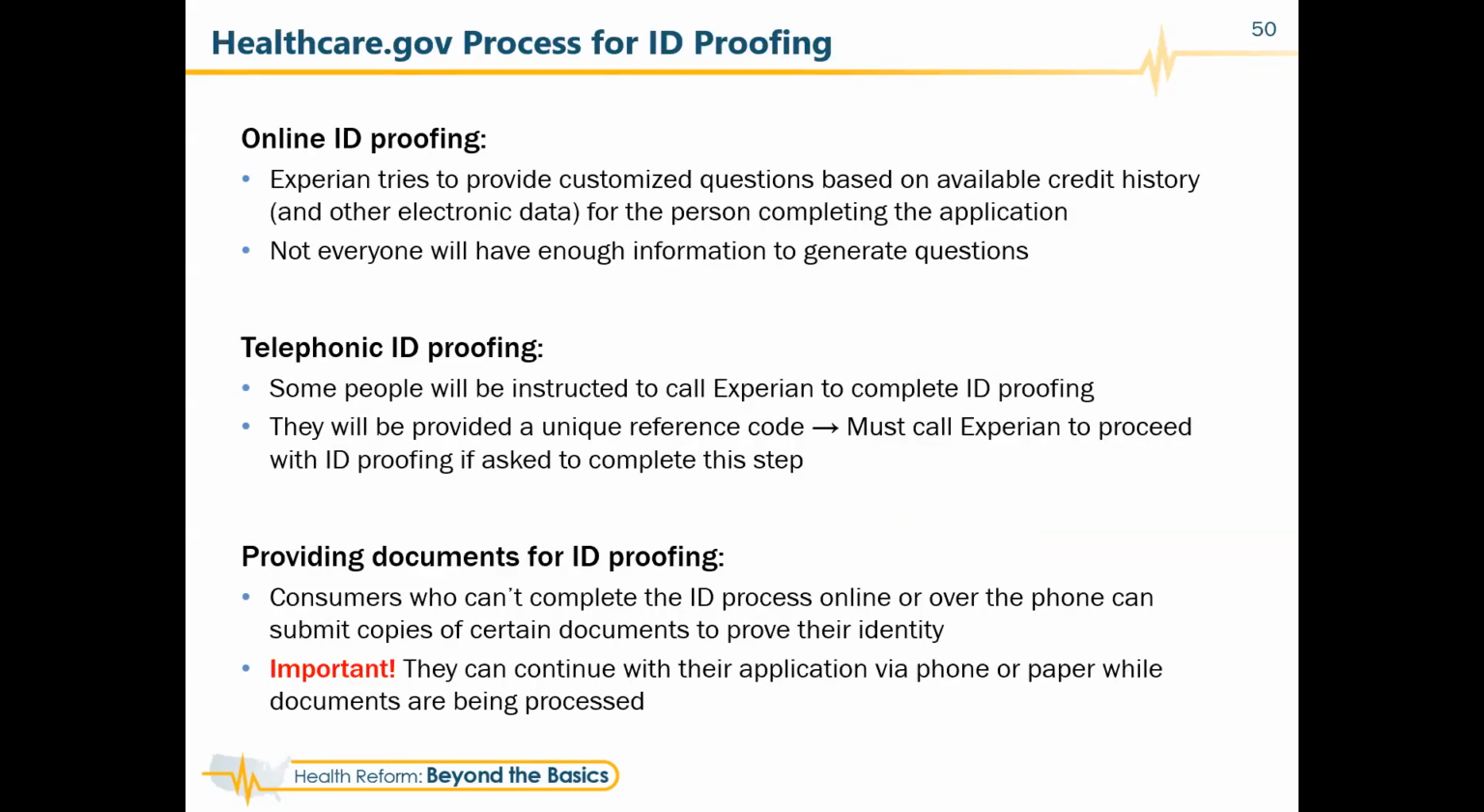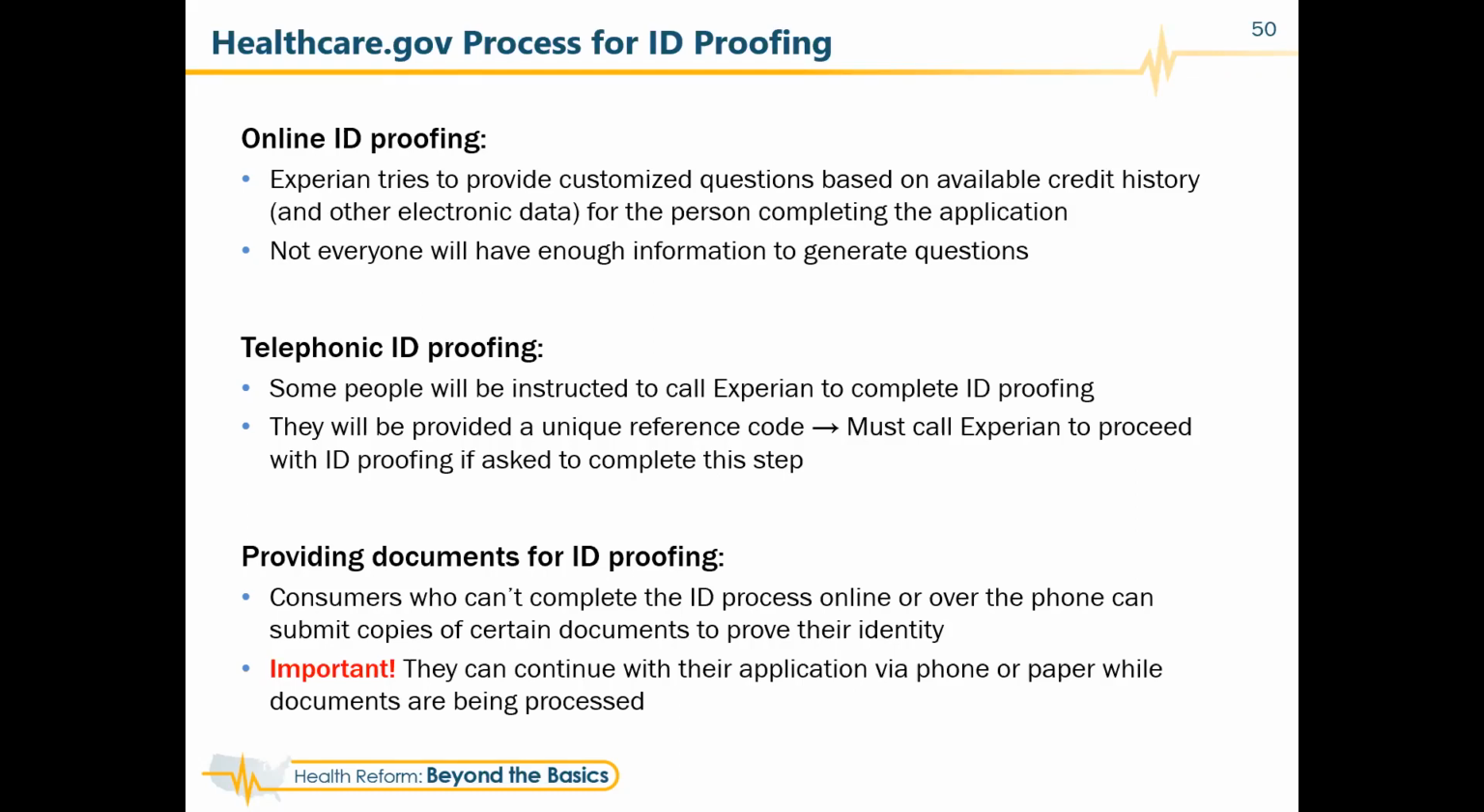The first attempt at identity proofing on healthcare.gov will provide a consumer a bunch of questions based on information available through credit history. And not everybody has credit history, so not enough questions will be able to be generated for such people. And if not enough questions are able to be generated, that person might not even get questions, and they might be told immediately to call a telephone number. That telephone number is linked to Experian, which is a credit history agency. And then over the telephone, in some cases, the individual might be asked some questions to see if their identity can be proved that way.